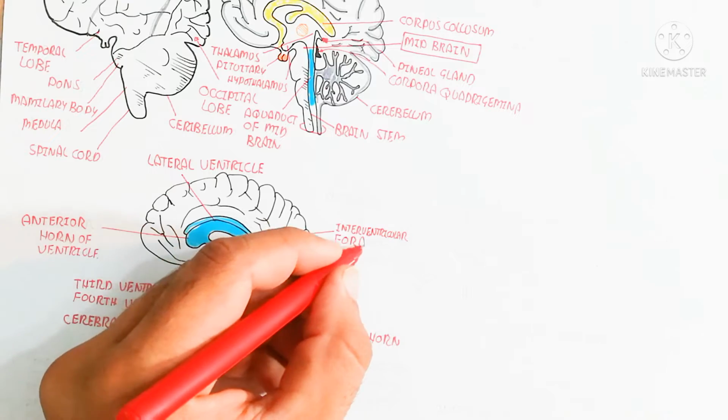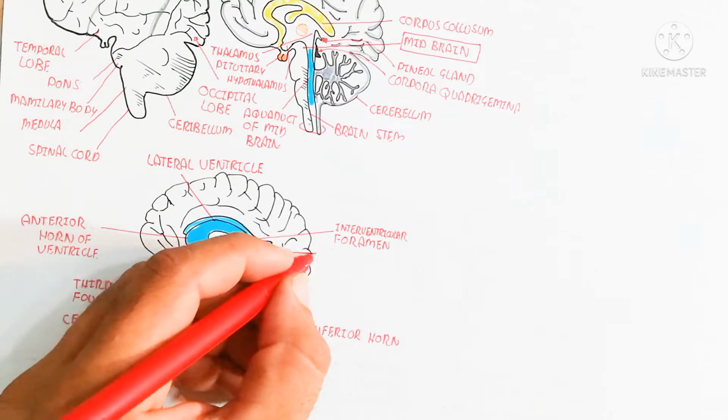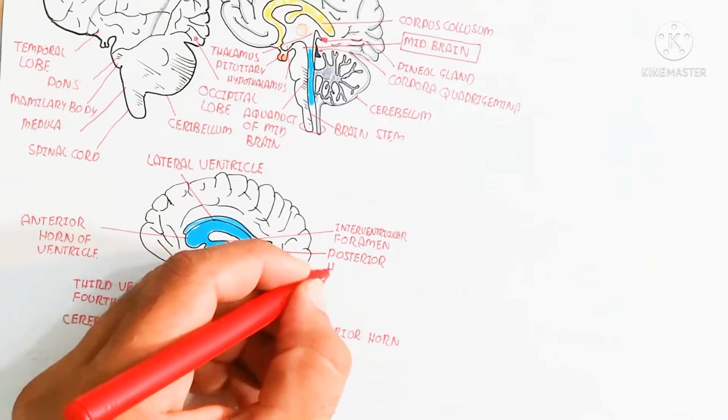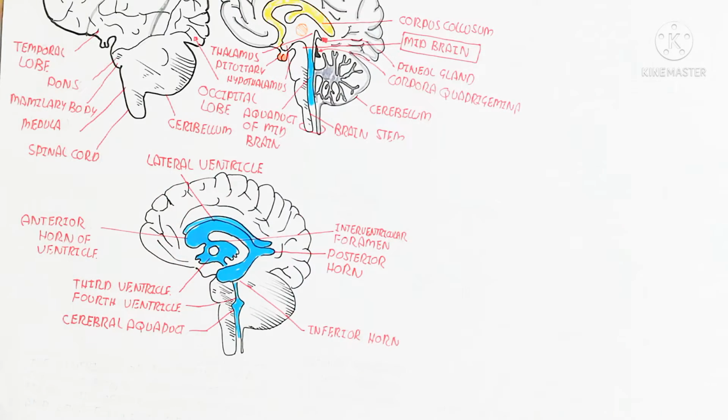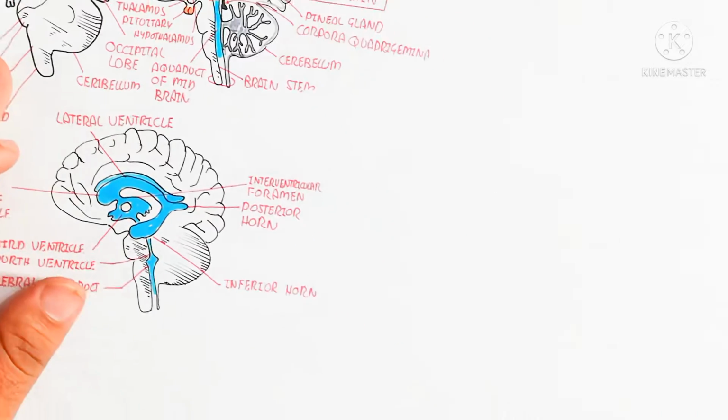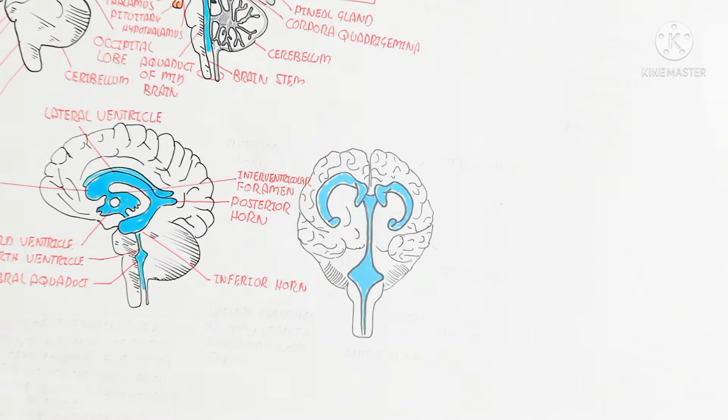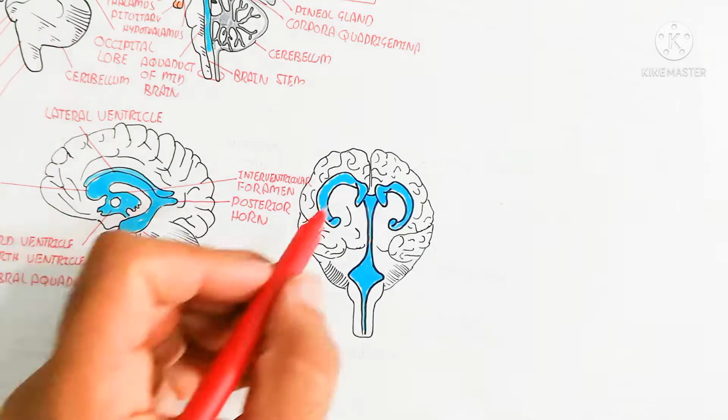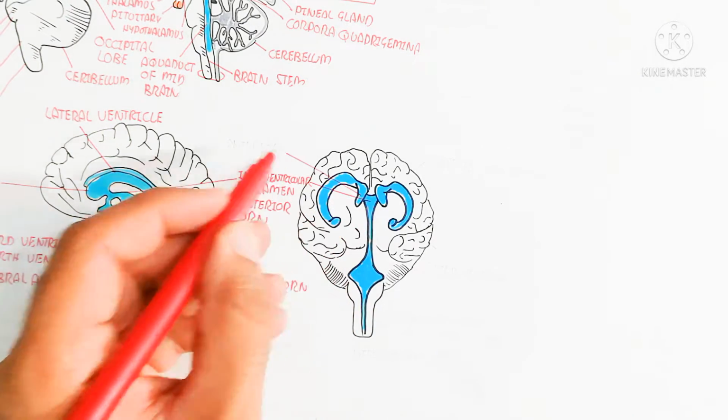And the important things we will discuss here is the interventricular foramen, and here is the inferior horn. And all these things contain cerebrospinal fluid. The ventricles of the brain are a communicating network of cavities filled with cerebrospinal fluid.